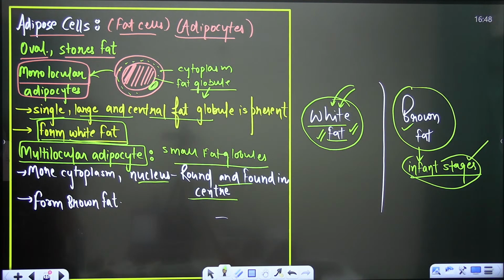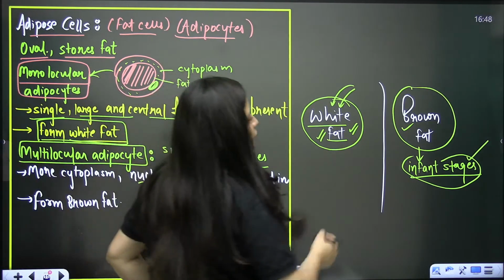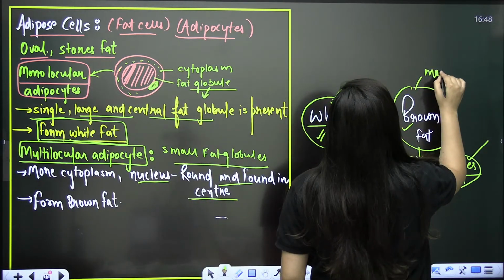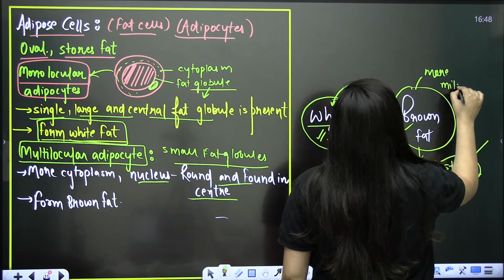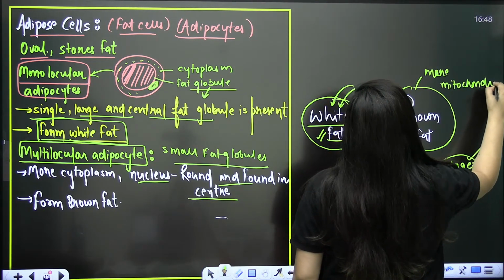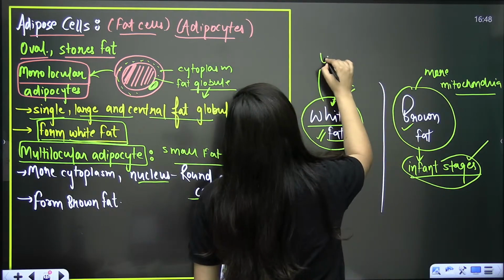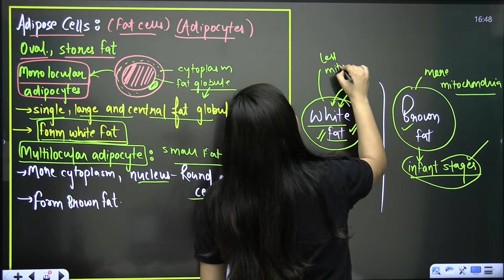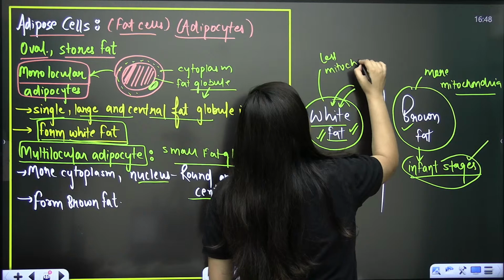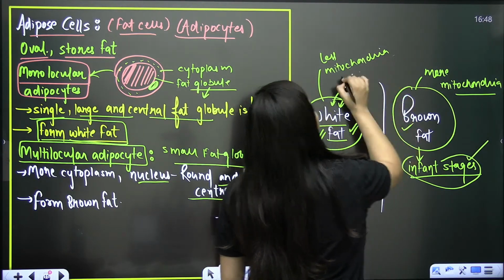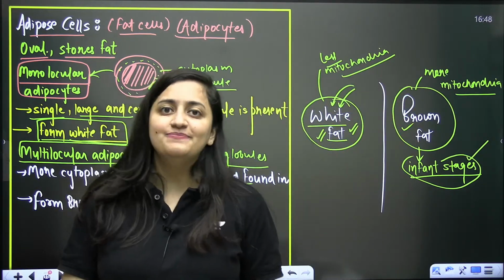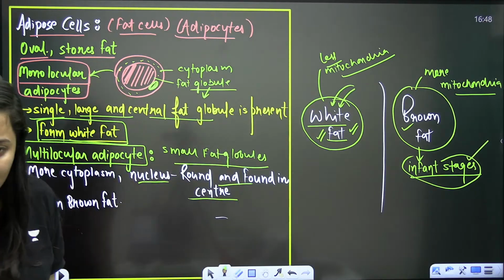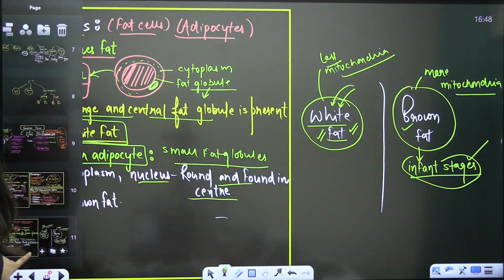Okay? So white fat and the brown fat. Brown fat has more mitochondria, so obviously more energy will be produced. And you will find less mitochondria in the cells of white fat. So that's your homework. You need to check about this brown fat and the white fat. Clear, bache? Brown fat and the white fat.